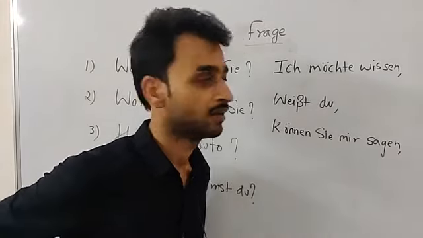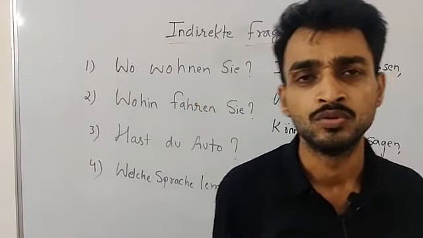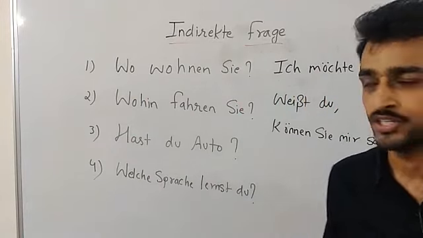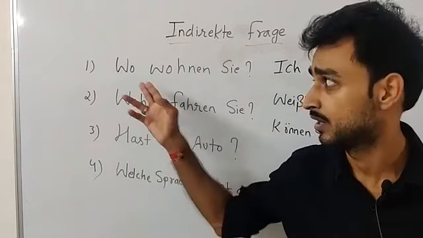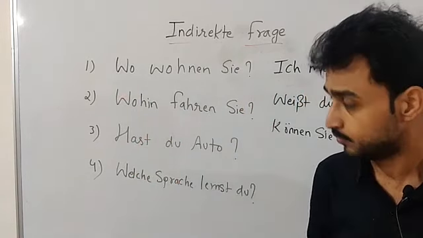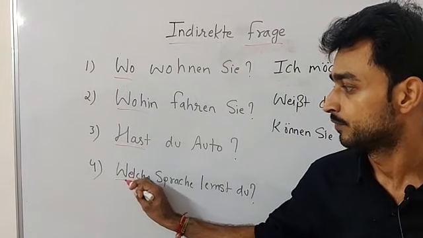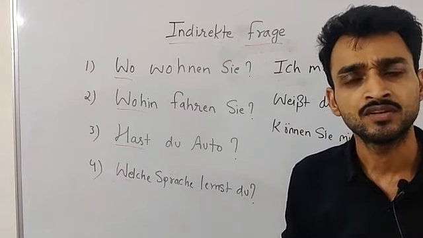Or Ja-Nein-Frage, like, hast du ein Buch? Haben Sie ein Auto? Spielst du Cricket? Lernst du Deutsch? So there are two categories of question, Ja-Nein-Frage and W-Frage. So this is called W-Frage and this is called Ja-Nein-Frage. So these are direct questions.